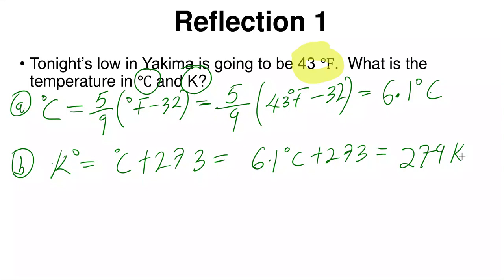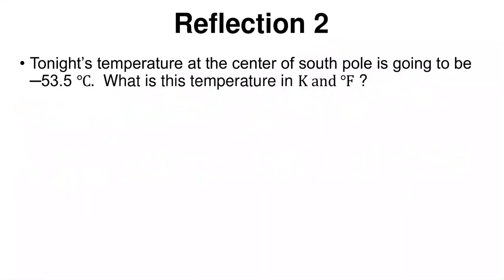What you need to do is figure out which particular formula to use, and you plug it in and you get your answer. So we'll go to the next one. We jump to reflection question 2. It says tonight's temperature at the center of the South Pole is going to be negative 53.5 degrees Celsius. What is the temperature in Kelvin and in Fahrenheit? That's what it's asking. So let's do it quickly.